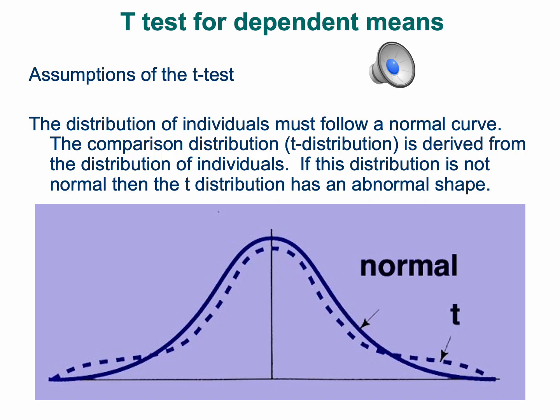Now we're going to talk about some of the assumptions of the t-test. This refers to attributes of the t-test that have to be in place in order to calculate probabilities this way. The first of these is that the distribution of individuals must follow a normal curve. The comparison distribution, the t-distribution, is derived from the distribution of individuals. If this distribution is not normal, then the t-distribution will have an abnormal shape.